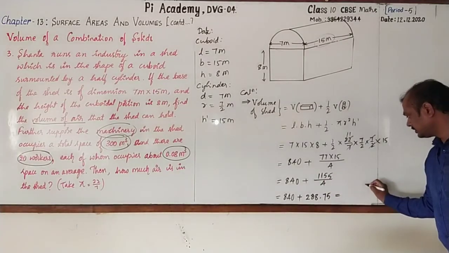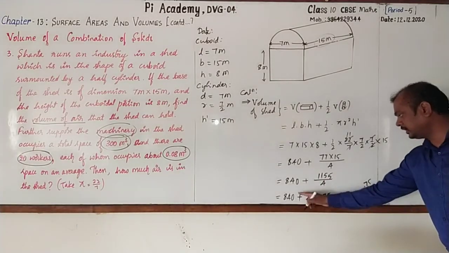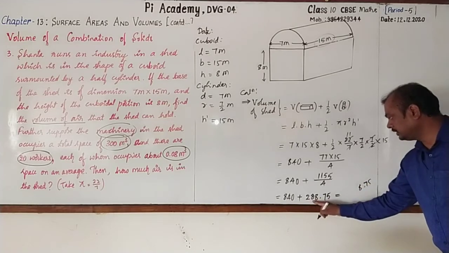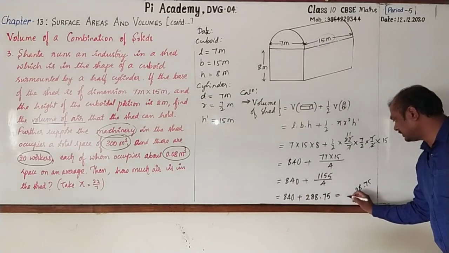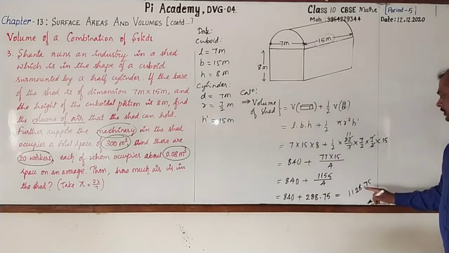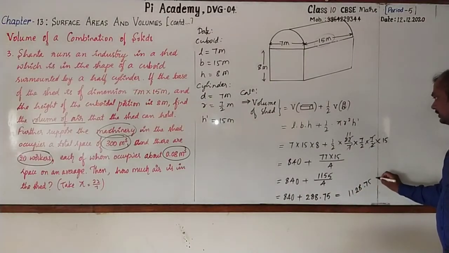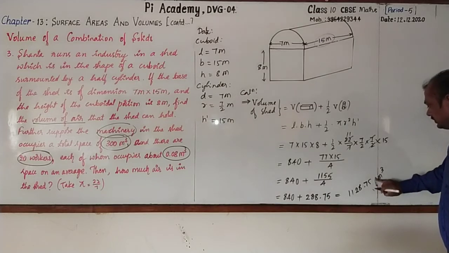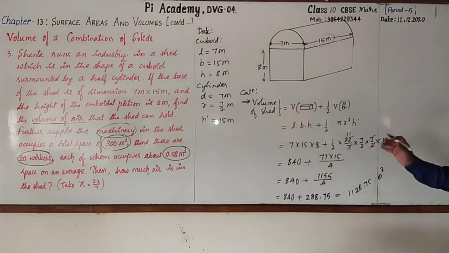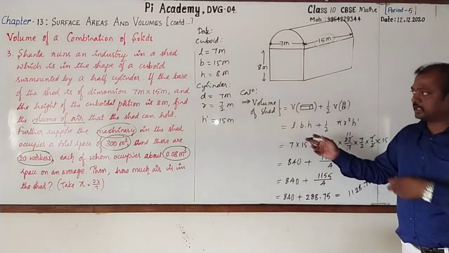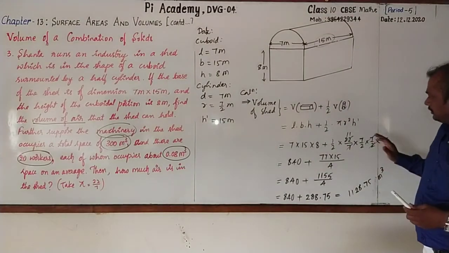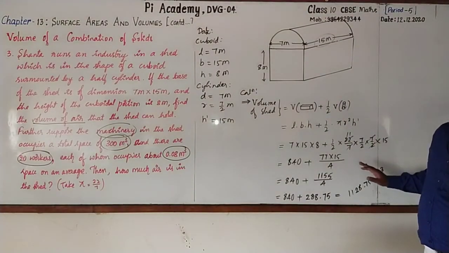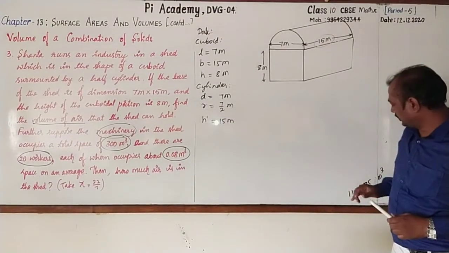It is 75 as it is, then 8 plus 0, 8, 8 plus 4, 12 carry 1, 1 plus 2, 3, 3 plus 8, 11, 1128.75 meter cube. This much of air can be held in the shed. Followed? Please go for copying this. Okay, hope that you have written.